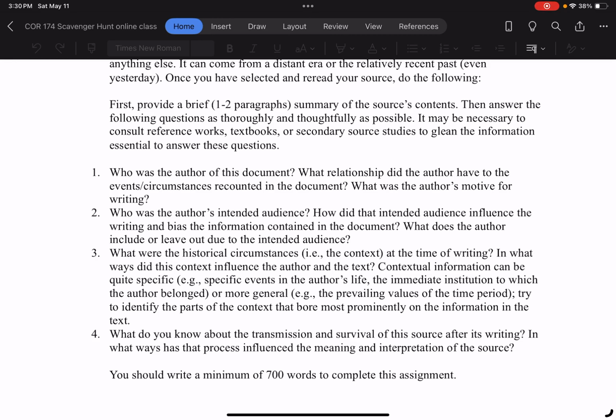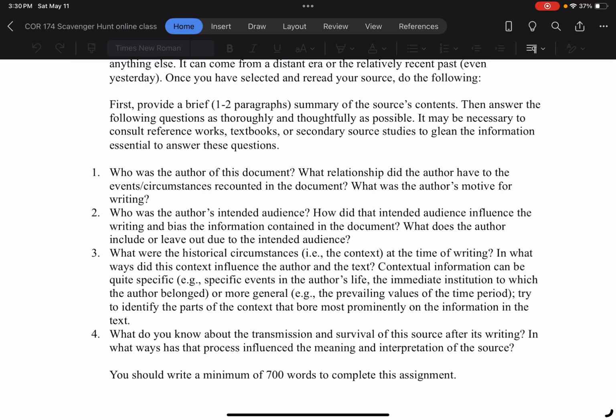That's something that you can dig into and think about. Why would they do this? Who was the author's intended audience? Obviously, you're going to write something different if it's meant for public consumption than if you're writing privately to a single person you trust. And so that audience is going to inflect the writing. It's going to bias the information in some way.